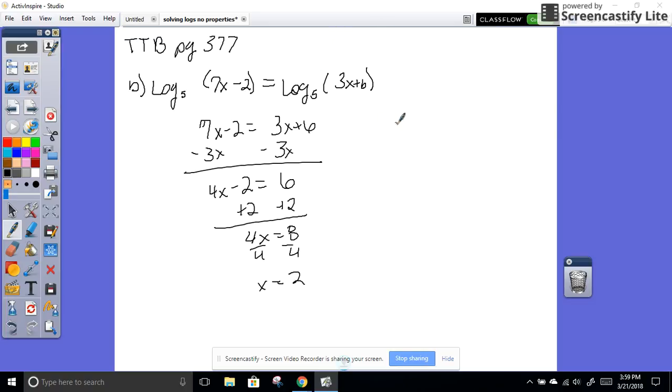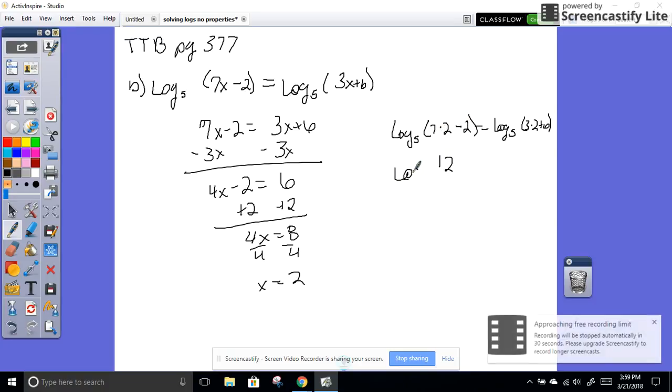Plug it in to check. That gives me log base 5 of 7 times 2 minus 2 should equal log base 5 of 3 times 2 plus 6. 7 times 2 is 14. 14 minus 2 is 12. So we got log base 5 of 12. Is that equal to log base 5 of 3 times 2, which is 6, plus 6 is 12.